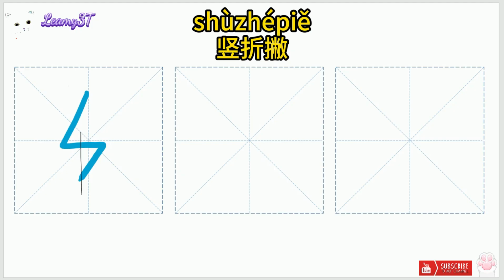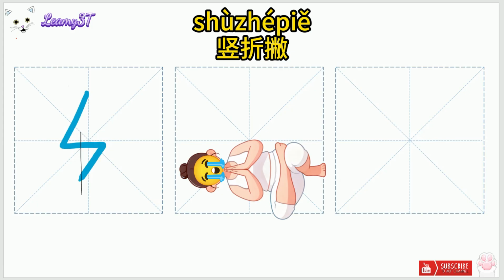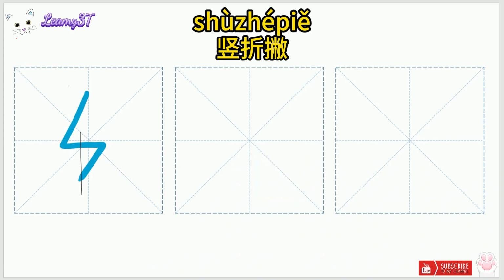If you have trouble with the angle, use the grid lines to find balance. This stroke looks like a person doing the one-legged floating lotus pose in yoga. If your balance is off, you'll fall over. Next, let's read and write together.